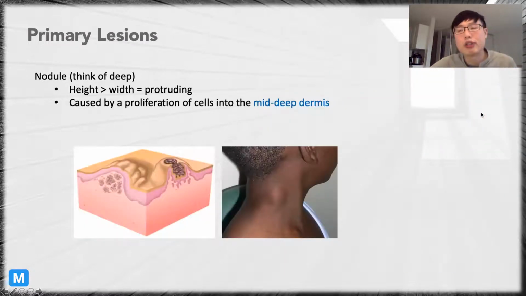And the next one is nodules. Every time you think of nodules, you want to ask yourself, what's the relationship between the height and the width? If the height is bigger than the width, giving a protruding sensation, that's more suggestive of nodules. Nodules are caused by an even deeper process in, for example, the mid to deep dermis, which can give us a protruding sensation and push all the tissues outwards. In the example here in darker skin, you can see this lesion is protruding toward your face. This is more like a nodule.